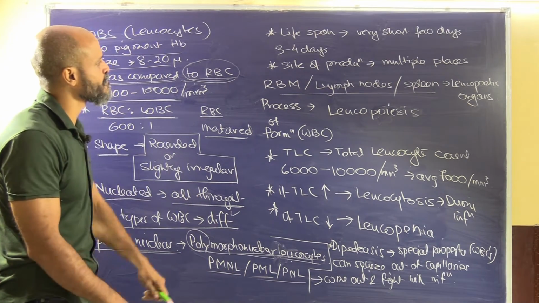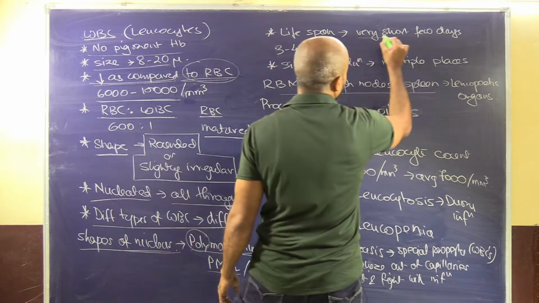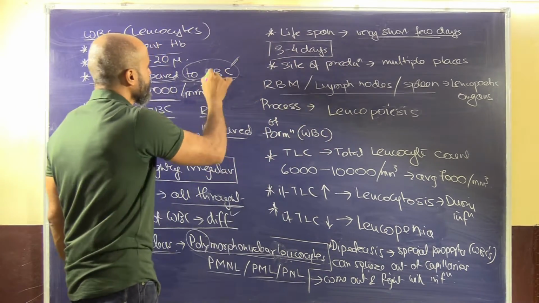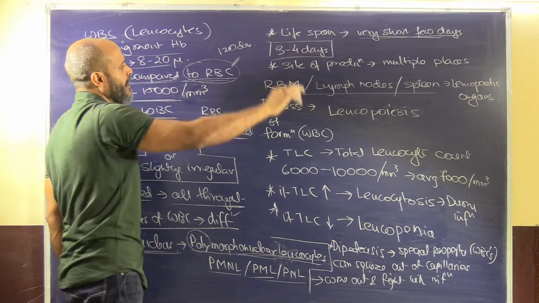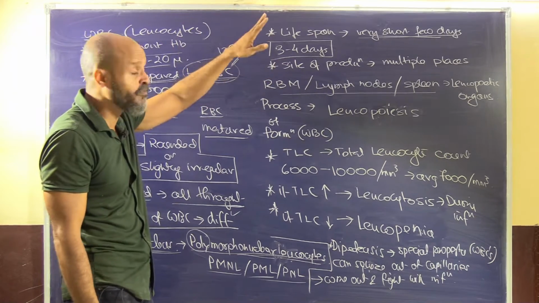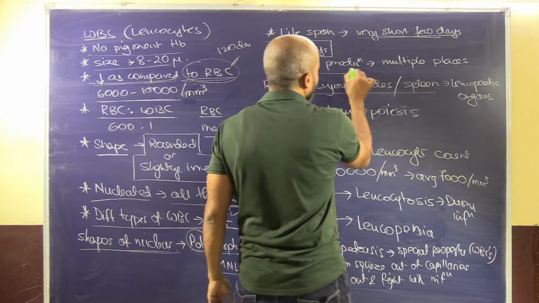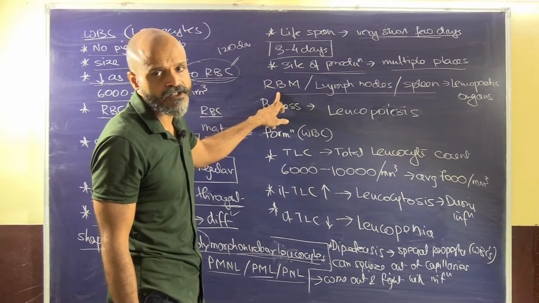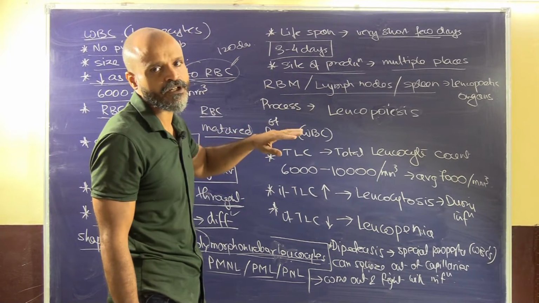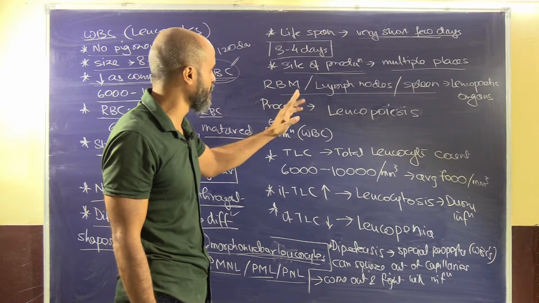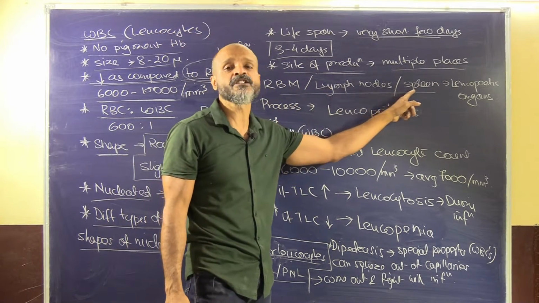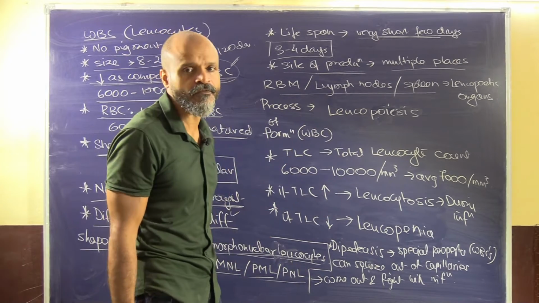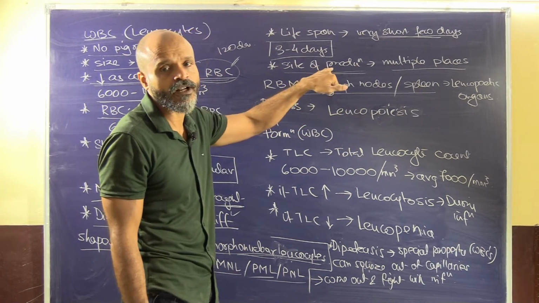Now their lifespan is very short, just 3 to 4 days, as against the lifespan of RBCs, which is 120 days. The site of production: where are they produced? They are produced in multiple places. One is obviously the red bone marrow, which is a site of production for red blood cells as well. They are produced in the spleen as well, which is again a site of production common to RBCs, and they are also produced in lymph nodes. This is not a site of production for RBCs.